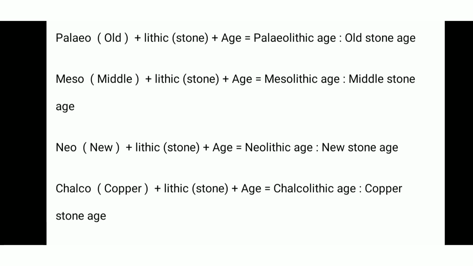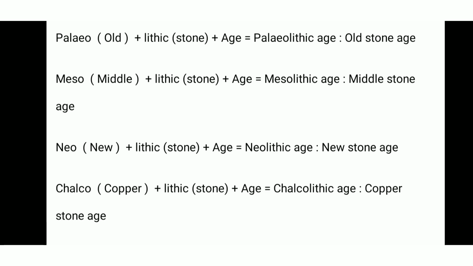Chalcolithic Age. Chalco means copper, and that's the reason the Chalcolithic Age is known as the Copper Stone Age, where that was the beginning of the usage of both stone and copper tools, and later on it ended up with the copper tools. As we have seen before, it is also known as Copper Age. So, children, now let us explore the lifestyle of the people who lived during the different Stone Age periods.